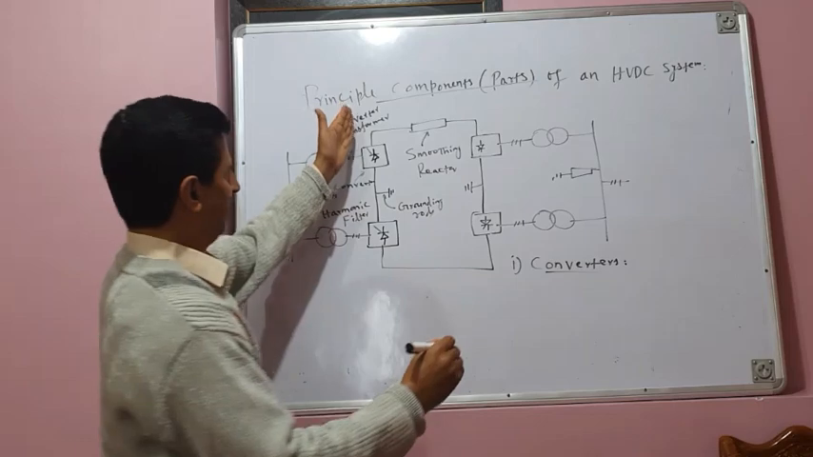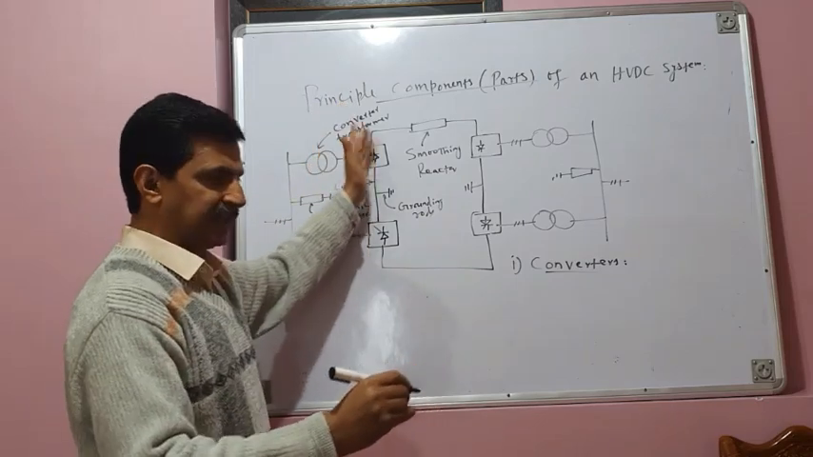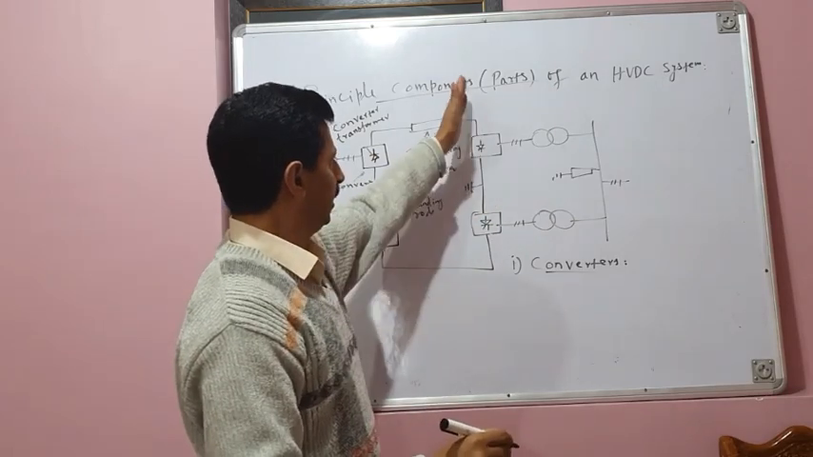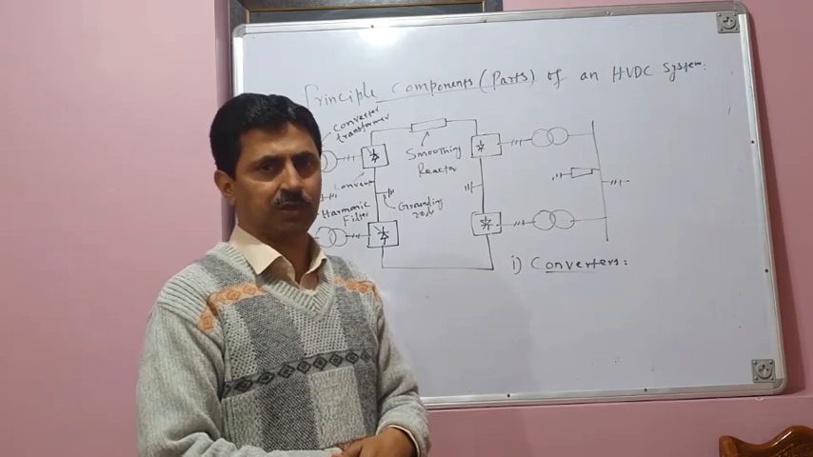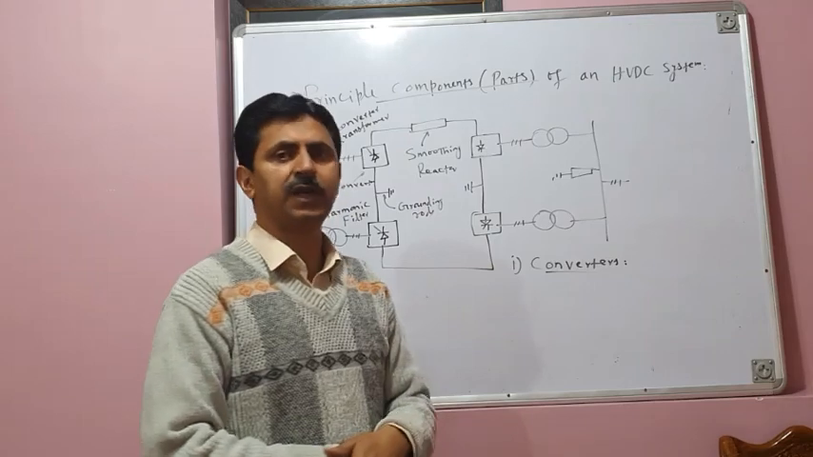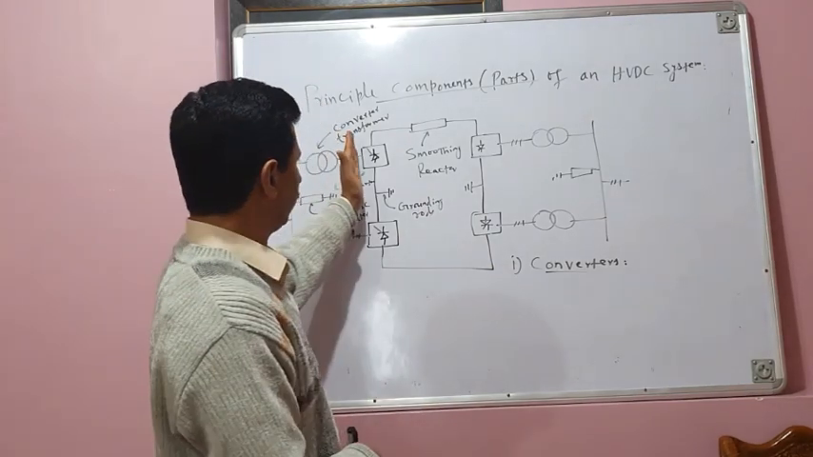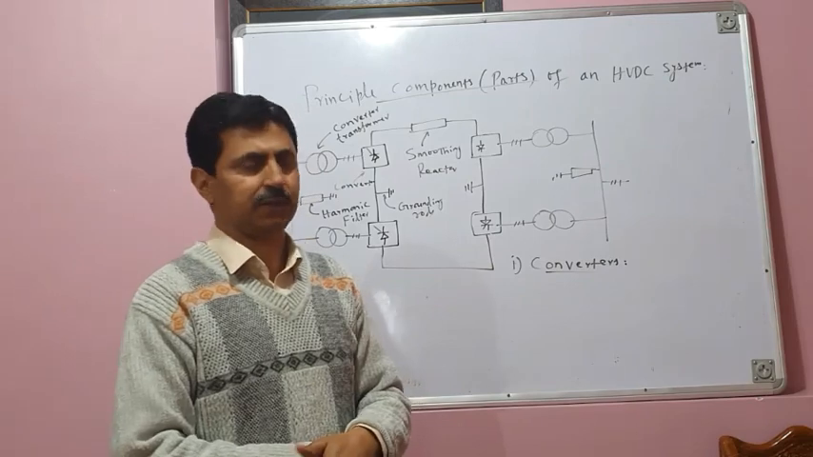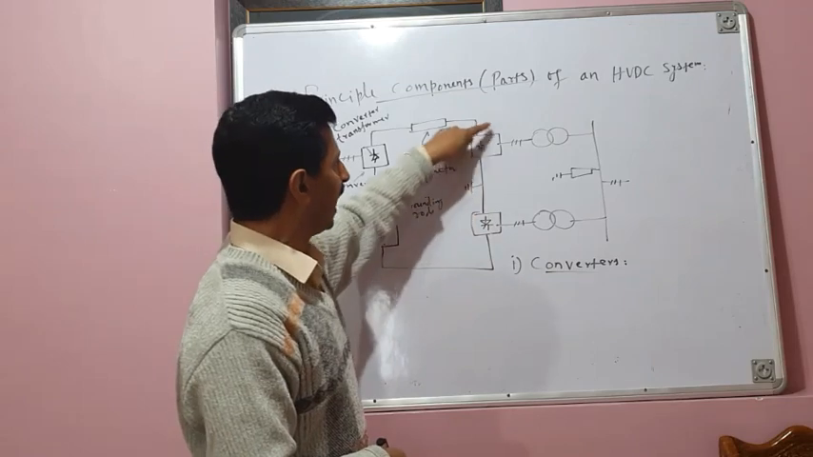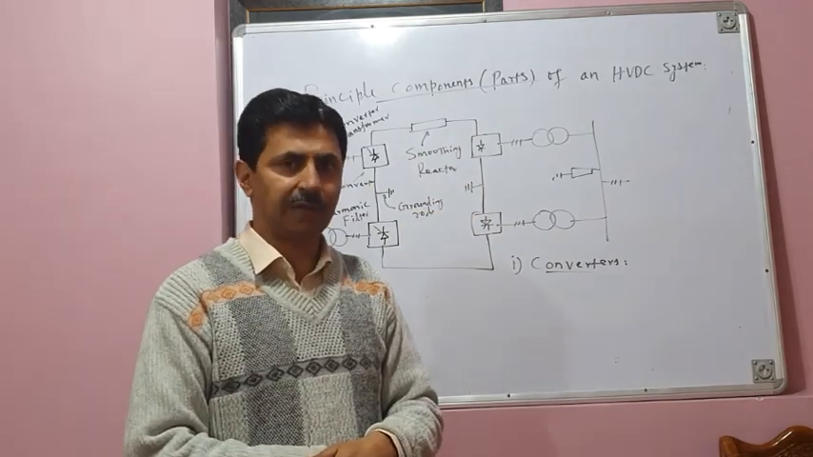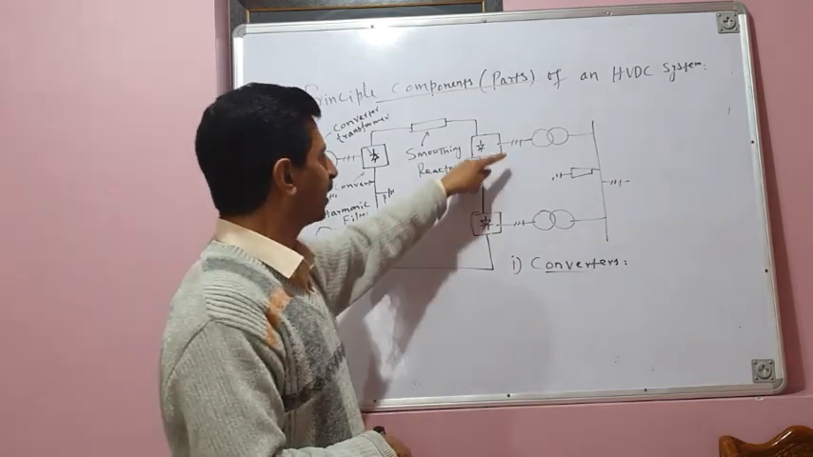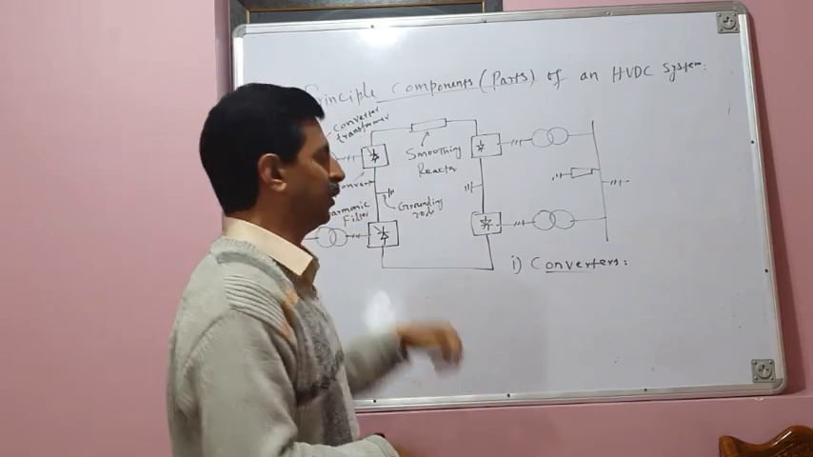You can see we have 2 converters connected in series in this converting station, and we have 2 converters connected in series in the other converting station. This converting station may be a rectifier station, and this converting station may be an inverting station or inverter station if power flow is from rectifier station to inverter station, that is from here to here. If power flow is from this station to this station, then these converters will behave as rectifiers and these converters will work as inverters.